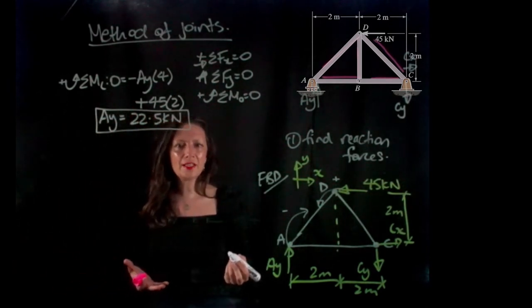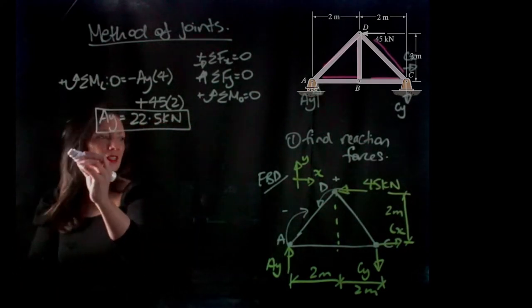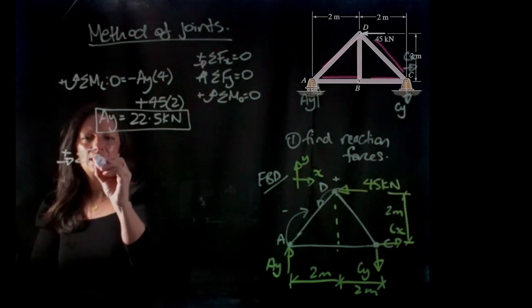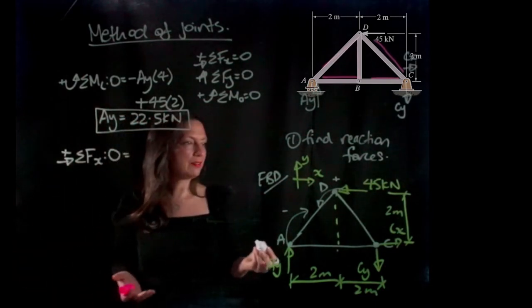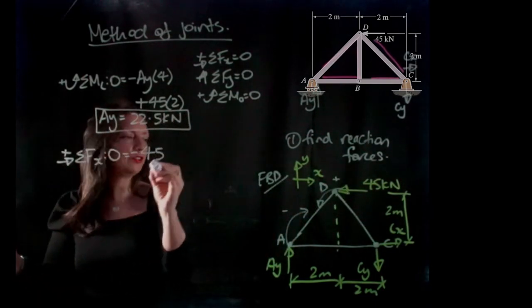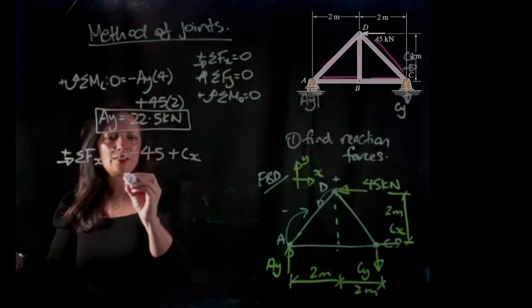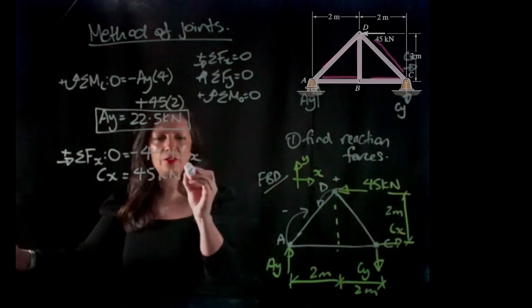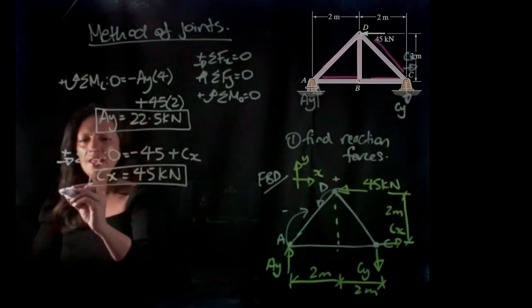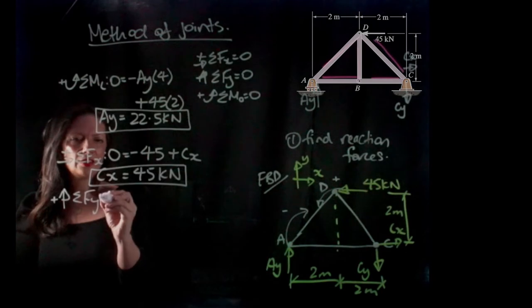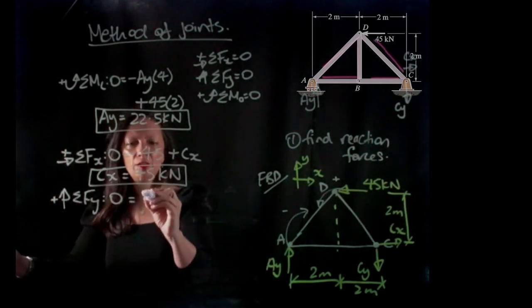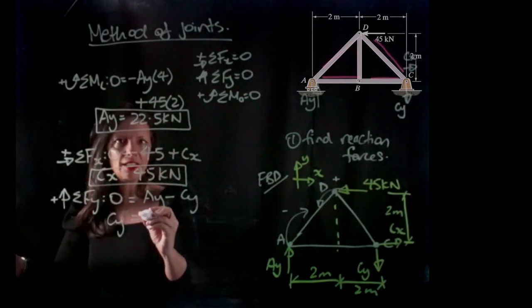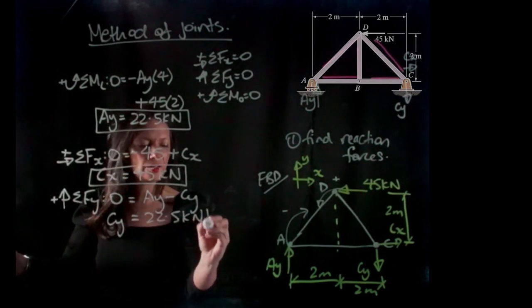Now when we want to find CX and CY, we can take the sum of the forces in the X direction and the sum of the forces in the Y direction. So the sum of the forces in the X direction has to equal 0. And what do we have in the X direction? We have minus 45 kilonewtons plus CX. So CX is going to equal 45 kilonewtons, and we assume the direction to be correct. And then the sum of the forces in the Y direction is going to give me AY, which we calculated earlier, minus CY. So CY is going to equal 22.5 kilonewtons.